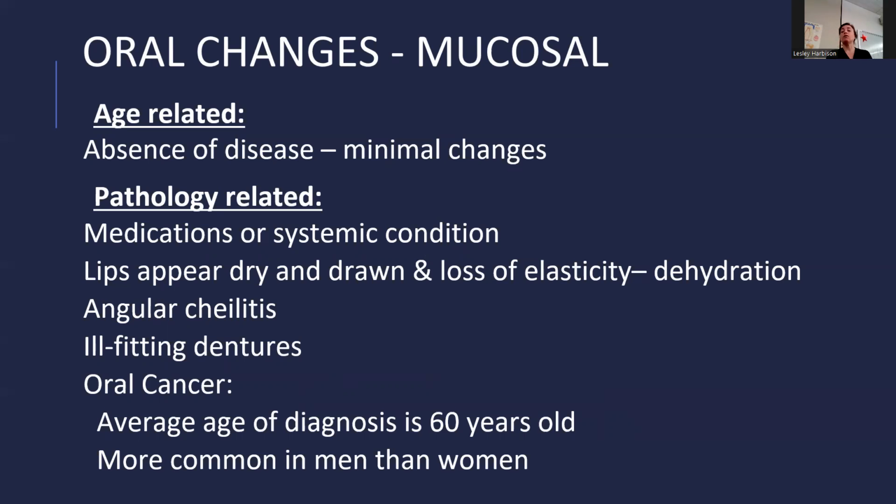Angular cheilitis, ill-fitting denture, oral cancer. Average age of diagnosis for oral cancer is 60 years or older, and it's more common in men than women. But we know with HPV, we have a new generation of risk factors for oral cancer. It used to be only men over 60 had oral cancer from smoking and drinking. But now we do have different reasons for oral cancer, but we still have to be aware that they're at a higher risk in that age group.